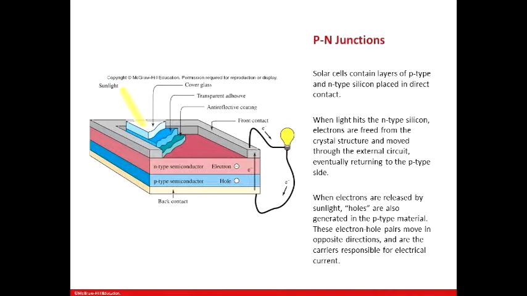When light hits the N-type silicon, electrons are freed from the crystal structure and they move through the external current, eventually returning to the P-type side. So it must complete its cycle. Electricity always has to do that, by the way. The electrons have to complete their cycle. When electrons are released by the sunlight, holes will also generate in the P-type. These electron-hole pairs move in the opposite direction, and you still generate electric current. That's how solar energy works and operates.